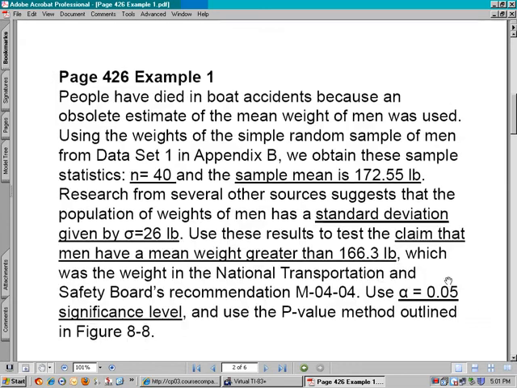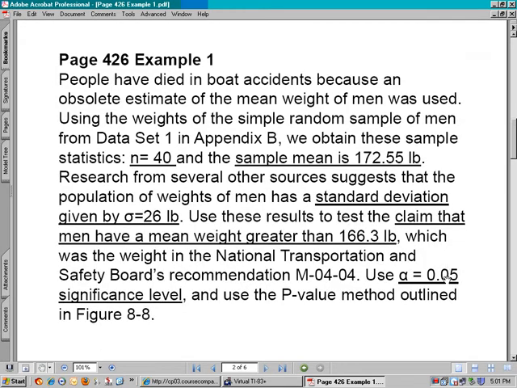Let me find it. Whoops, wrong one. Okay, page 426 in your textbook, example number 1. Now, what we want to do is take this problem and pick out the parts that we're going to use.